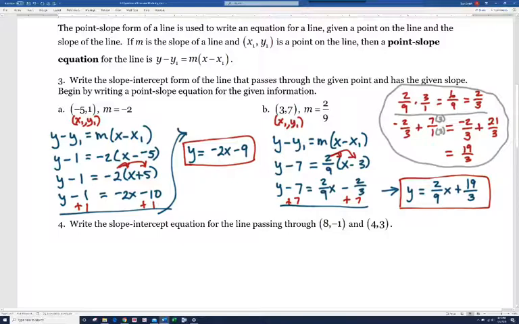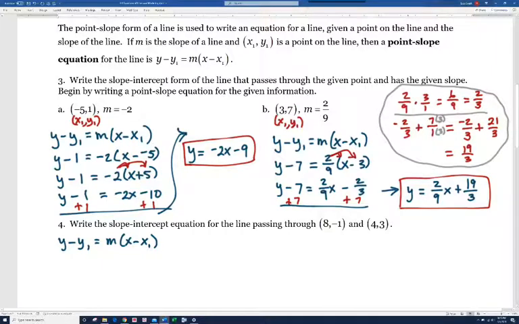All right, let's move on to number 4. So it says write the slope-intercept equation for the line passing through the points (8, -1) and (4, 3). Now I would encourage you to see if you can figure this one out. You actually have all the skills you need to do this one. It's just we haven't actually done one just like this yet. The first thing you ought to think about doing is writing down the formula, and then think about what you need to use the point-slope equation, which is what I just wrote down. I need a point, and I need the slope of this line. Once you have that, you should be able to do the problem.